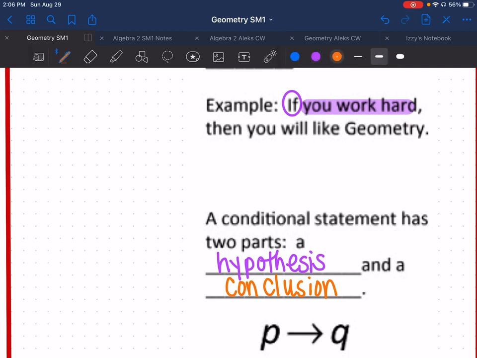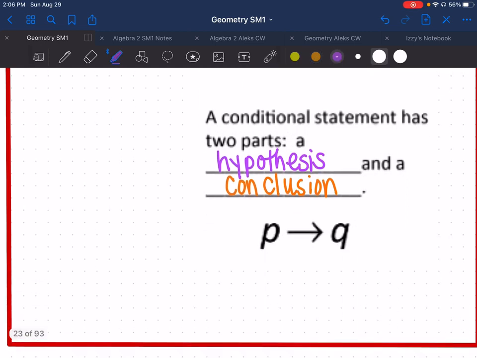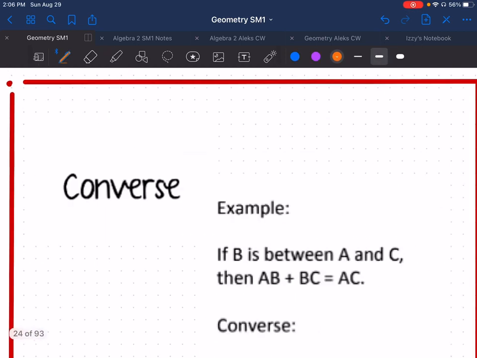You can identify the conclusion by finding the word then. And what's after it, you like geometry, to the period, that is my conclusion. So sometimes we think of it as hypothesis, then conclusion. P, then Q. If to then. All right, let's take a look at how we can take a conditional statement and change it.